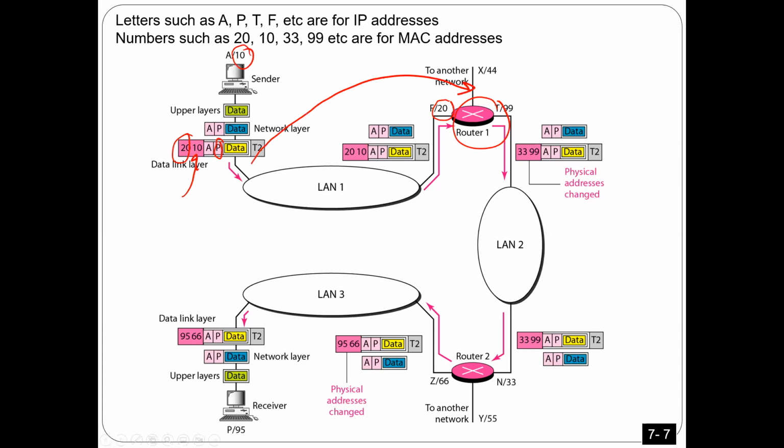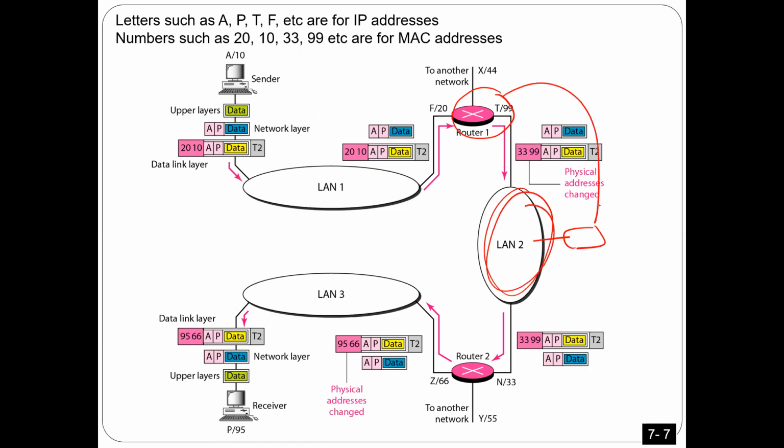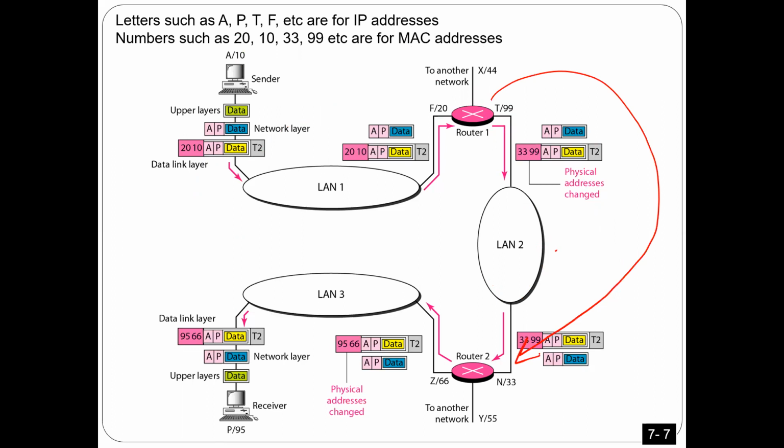When this one comes to the router, same thing: if computer B is one of the computers here, I'm going to put the MAC of computer B to get it delivered directly. But this is not the case. Computer B is not here. Because it's not here, I'm going to forward to another router. There is another network here, and we have another router here.